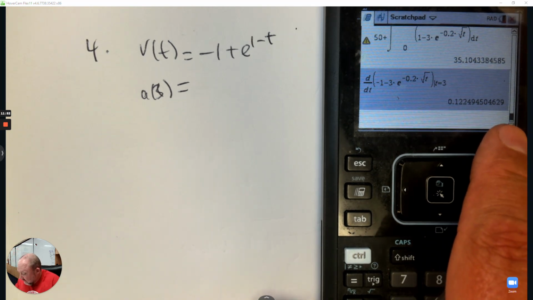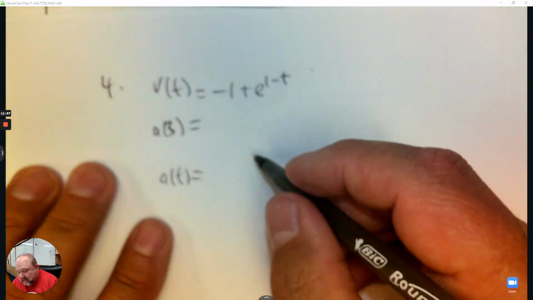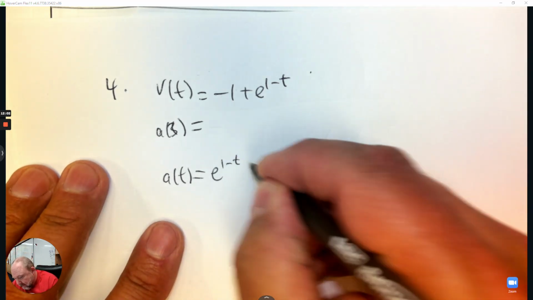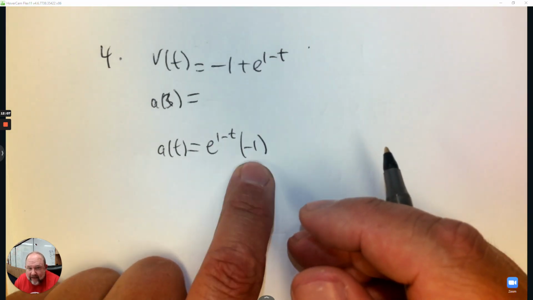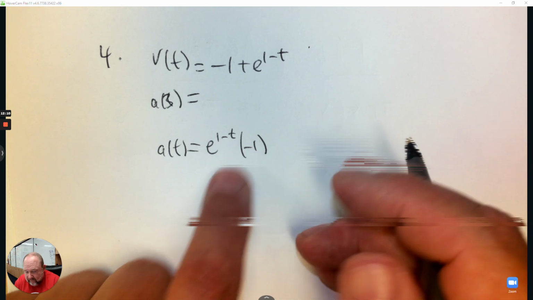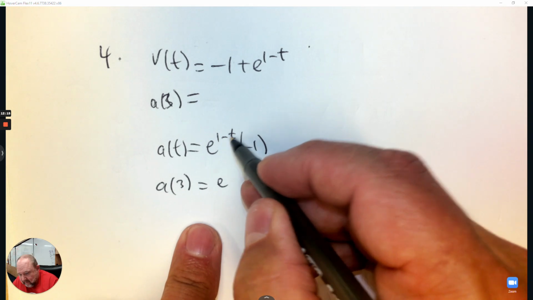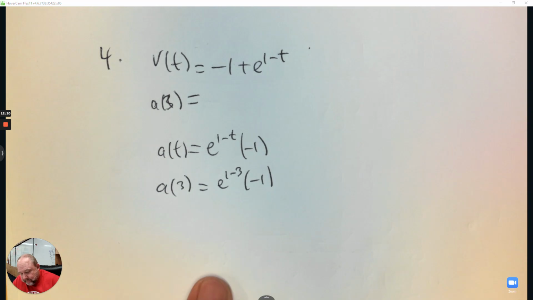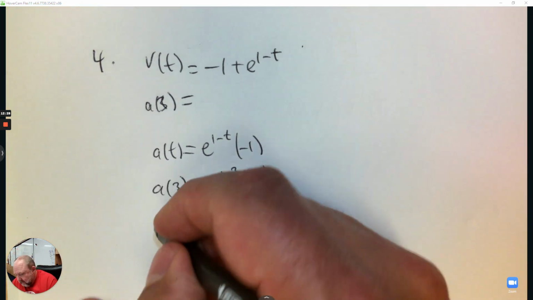Oh, it says no calculator. Well, then I can't do that. So let's try it again. With no calculator, the derivative of -1 is 0. The derivative of e is I copy it. And then the hook, the derivative of 1 subtract t is -1, because the derivative of -t is -1. Then plug in 3 and you just leave the answer. So it's -e to the -2. But that's perfect. Next one.